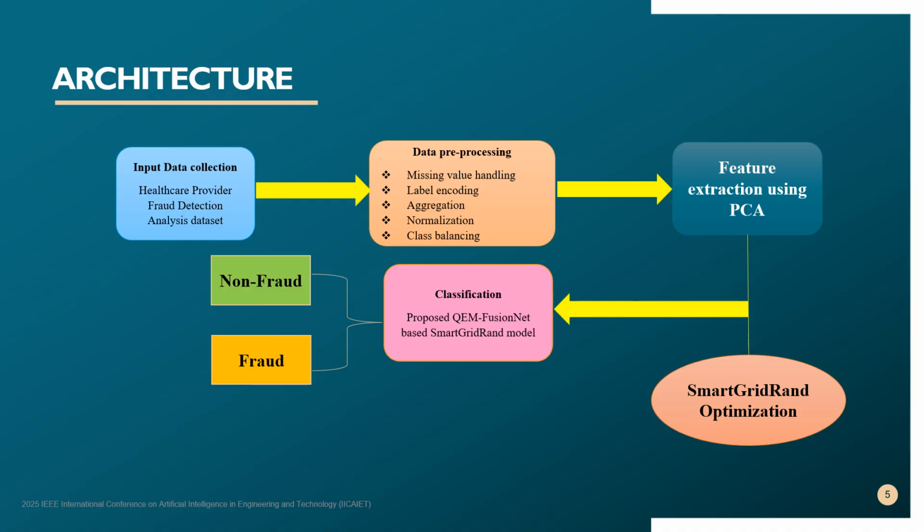This is the architecture of the proposed solution, which begins with input data collection from the healthcare provider fraud detection analysis dataset, which I have mentioned earlier. From the data collection, we process it with missing value handling, label encoding, aggregation, normalization, and class balancing. After that, it moves to feature extraction using PCA, and then SmartGridRand optimization using two phases. After that, it goes to the proposed QEM-FusionNet based SmartGridRand model, which classifies whether the claim is fraud or non-fraud. This is how the architecture works, and to guarantee consistent scaling across all inputs, numerical features are standardized using the standard scaler.